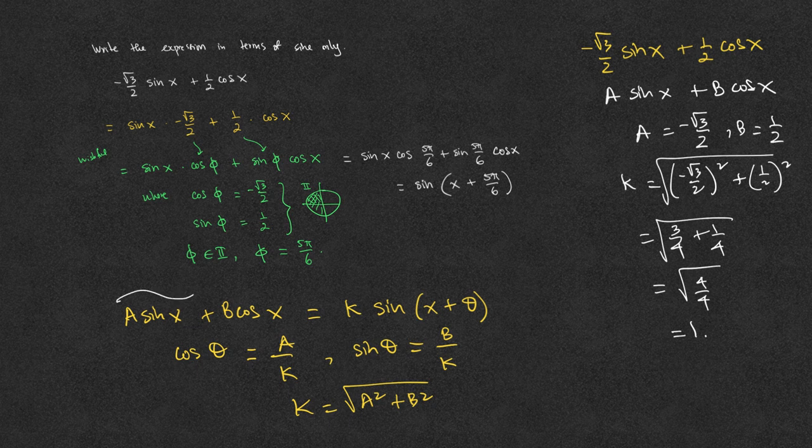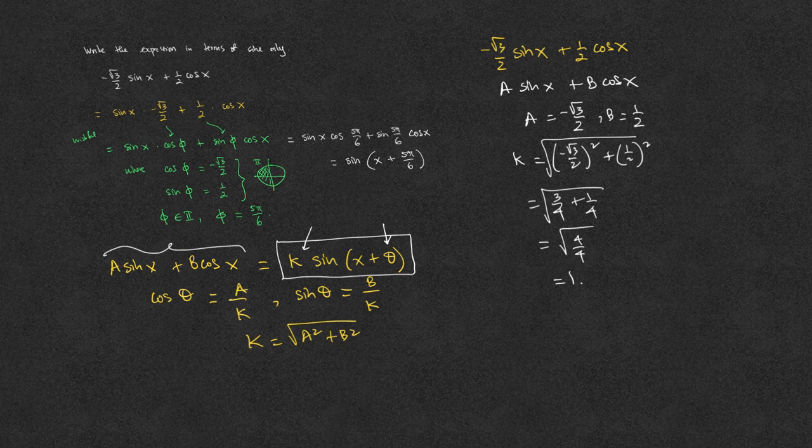To rewrite the sums of sine and cosine using one term's sine only, we need to find k, which we did, and we also need to find theta. But theta has to satisfy the condition: cosine of theta has to be a over k. A is negative root 3 over 2, and k is 1, and sine of theta has to be b, 1/2, over k. So cosine of theta is negative root 3 over 2, and sine of theta is 1/2.